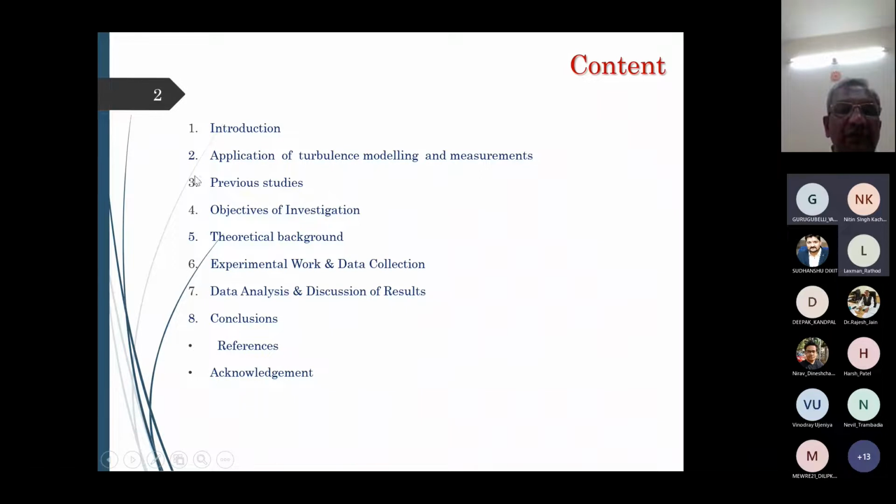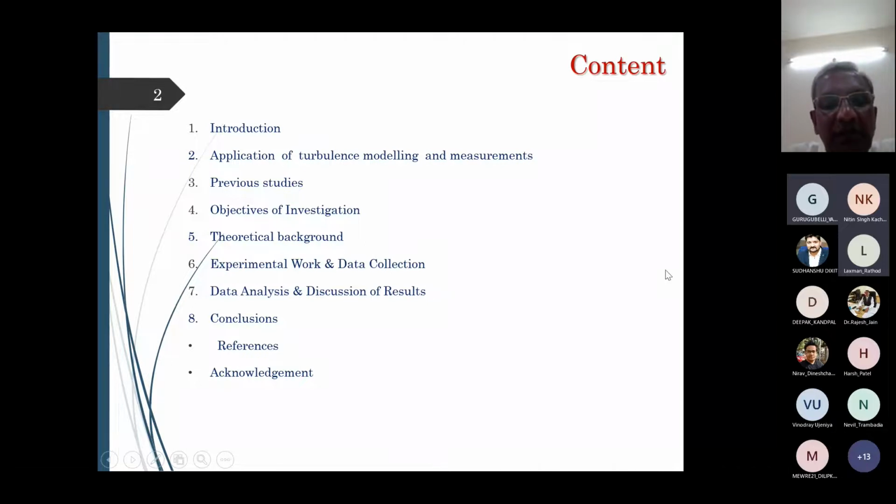We will go very briefly on that, and then we will come to the objective of our investigation, and then a little bit about the theoretical background, and then we will talk about what experimental work we have undertaken at SVNIT Surat, and then the results and discussion we are going to describe.